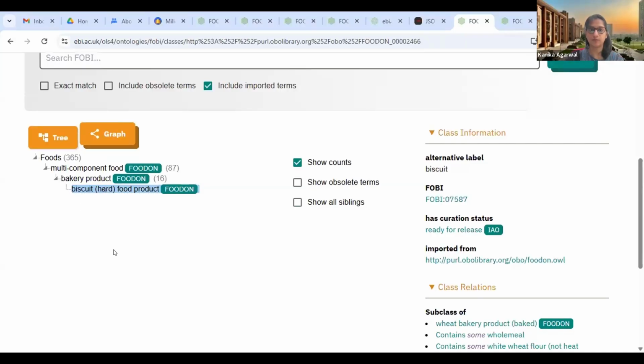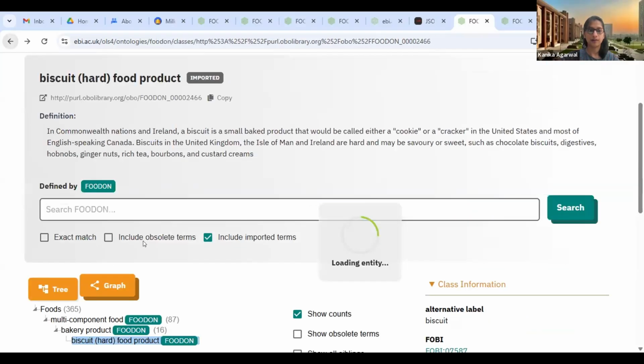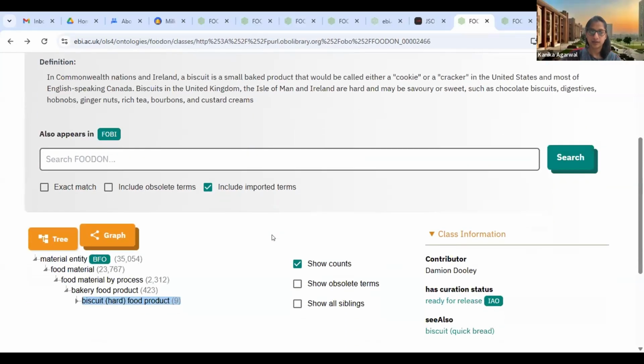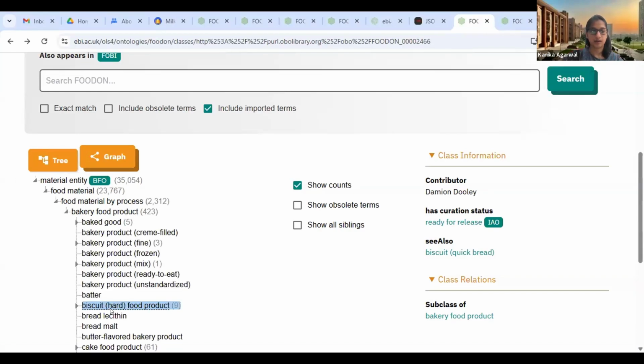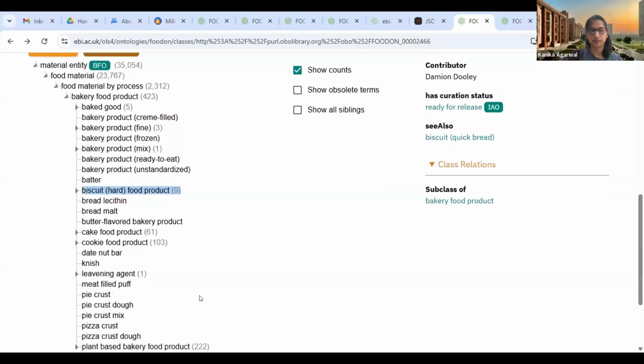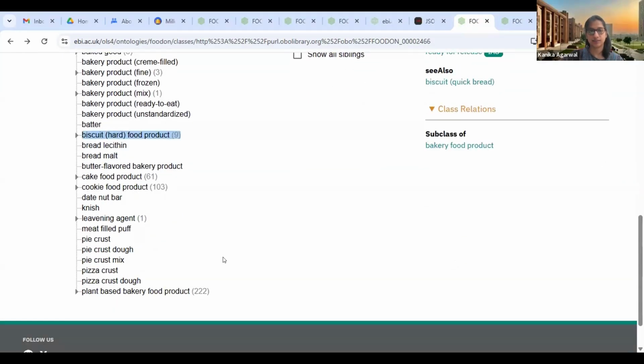So it's not just looking at FoodOn in isolation. I just wanted to point this out to you, that you can look at the crosstalk between ontologies and have fun with it by exploring it, so that you can use it for your own research purpose. Like if you're looking at this, it comes under bakery food product and there are almost 423 categories under bakery food products if you look at it. And biscuit comes here. So it says biscuit, hard food product, and then different varieties of biscuits. So you have cakes and leavening agents, etc. So just wanted to point that out.